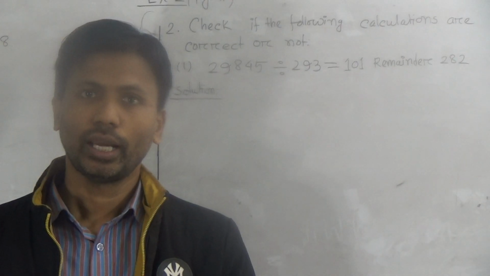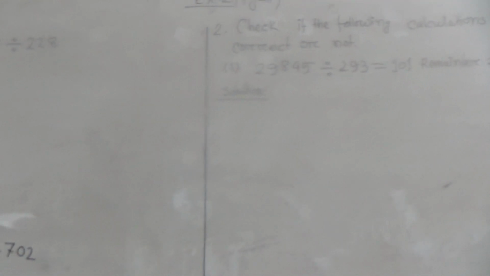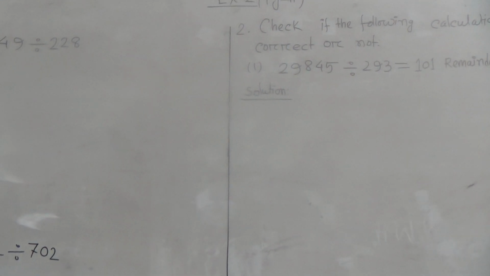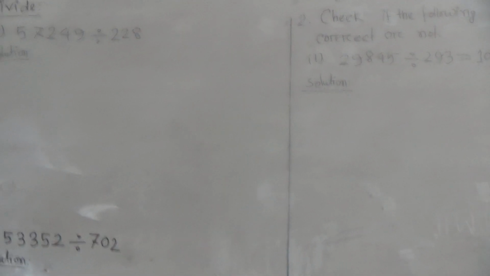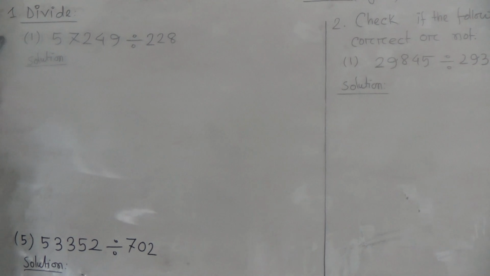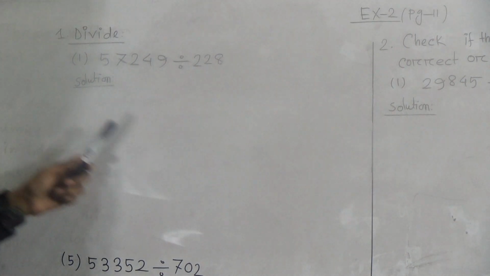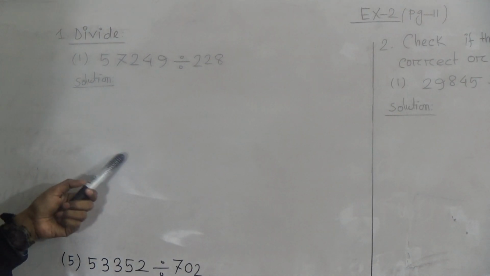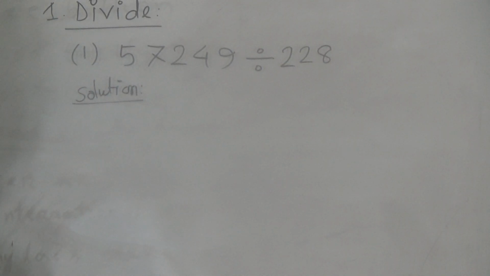Okay student, look now. These two divisions are taken from your book, page number 11. This is question number 1 of 1 and 5, and this is question number 2 of 1. Student, notice here 1, 2, 3, 5. There are various types of problems. Among them, I have selected question number 1 and 5. Okay, let's start the class.